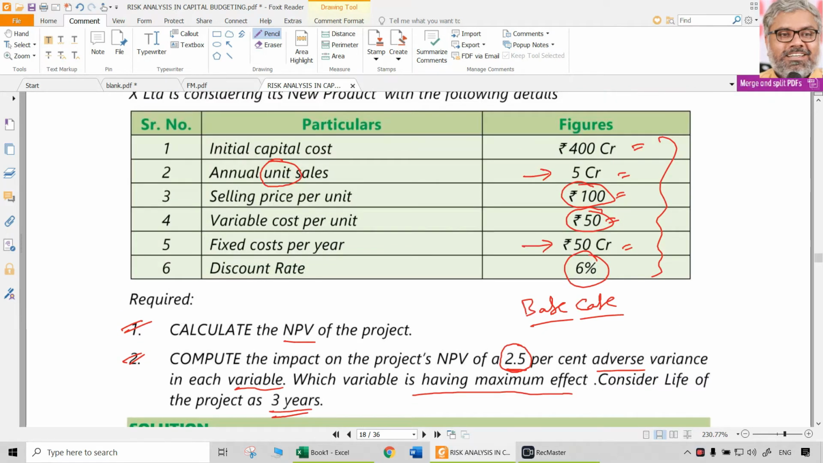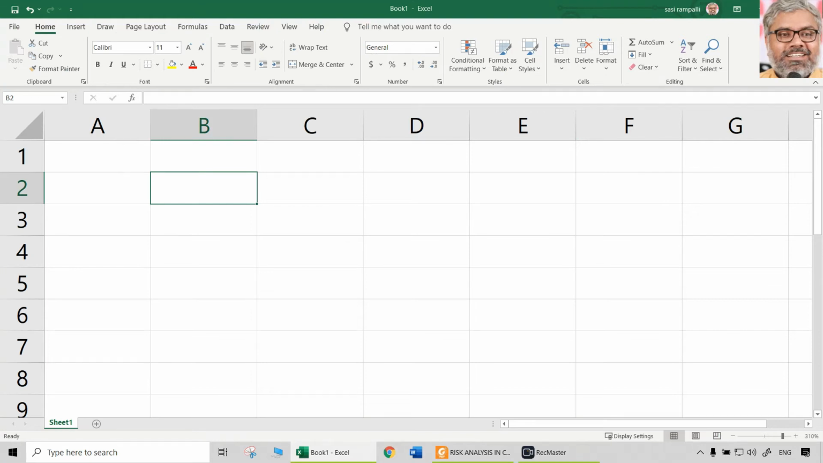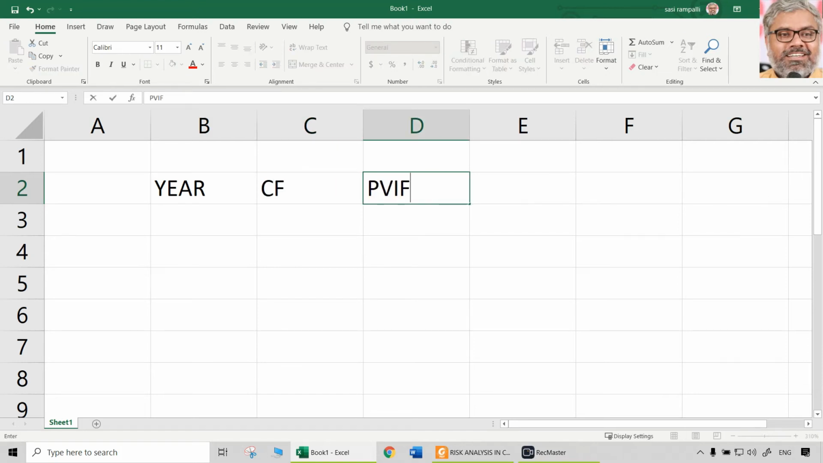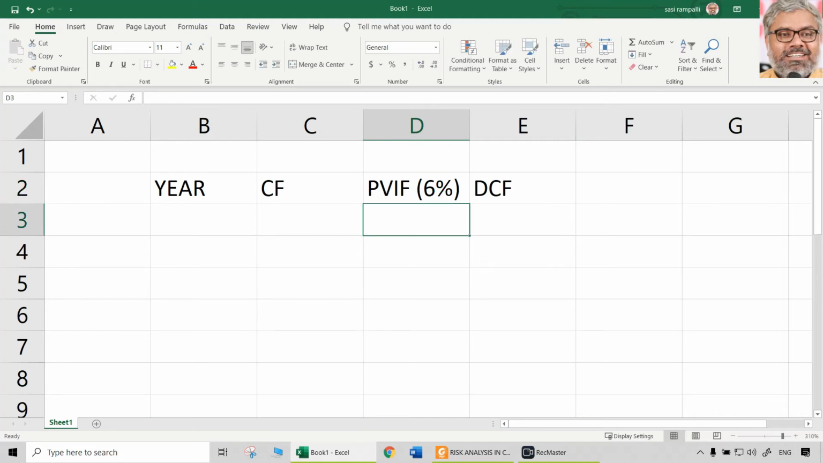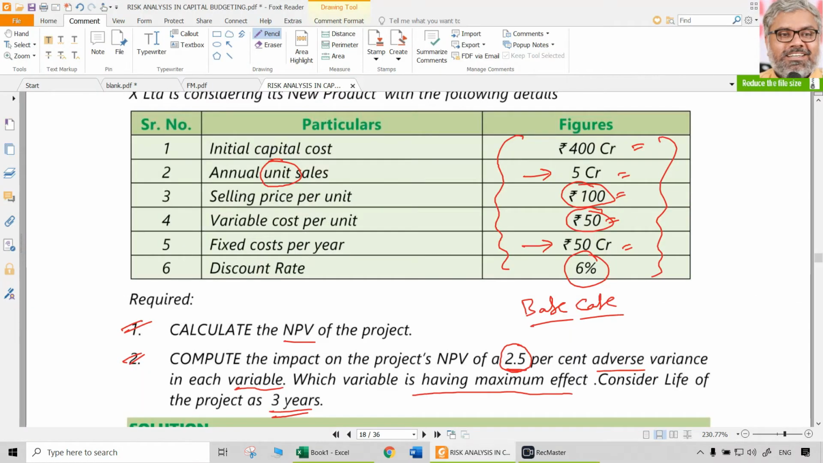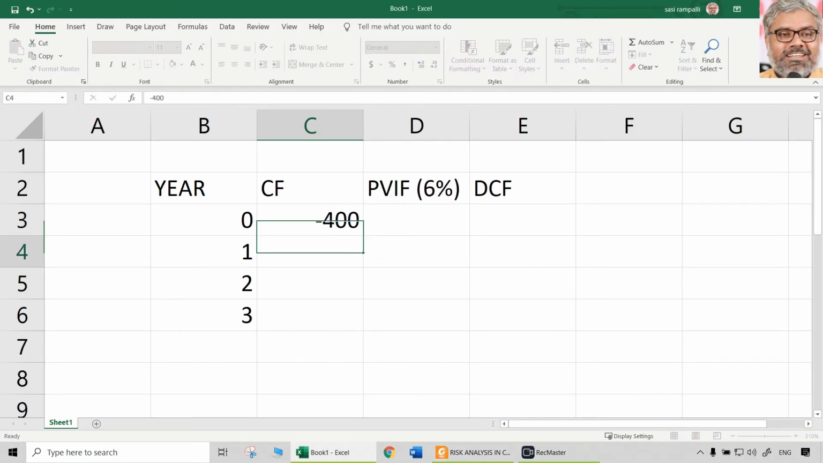That is the question. Now let us first find out the base case NPV with all the details which are given. Then we can test the sensitivity of the project by changing each variable one by one in a negative way by 2.5%. So first let us focus on base case NPV. Of course, like any other question, first thing first, we have to find out the NPV: year, then cash flows, then PVIF, then discounted cash flows, and PVIF is definitely going to be at the rate of 6%. So year 0, 1, 2, 3. Life of the project is 3 years. Year 0 cash flows are minus 400 crores. So minus 400 crores, all of them.